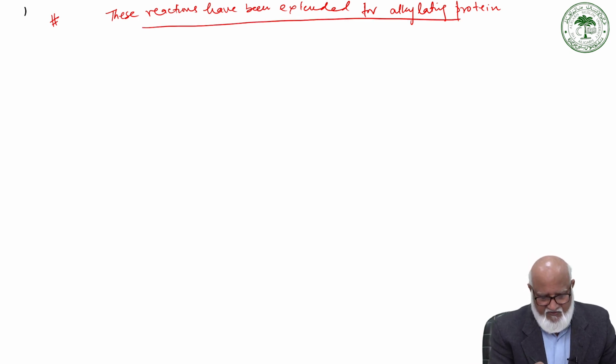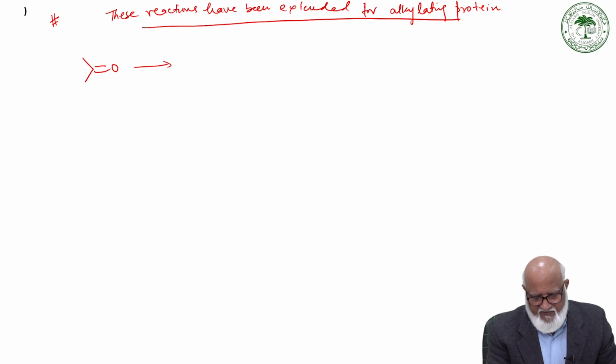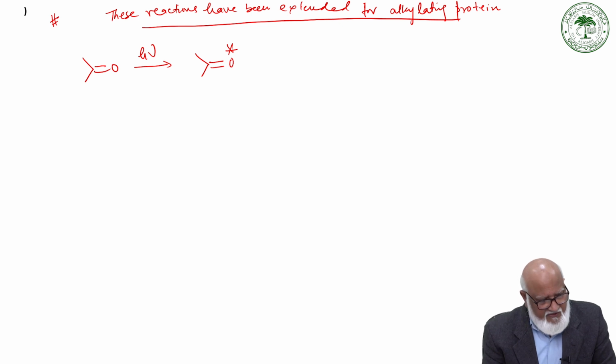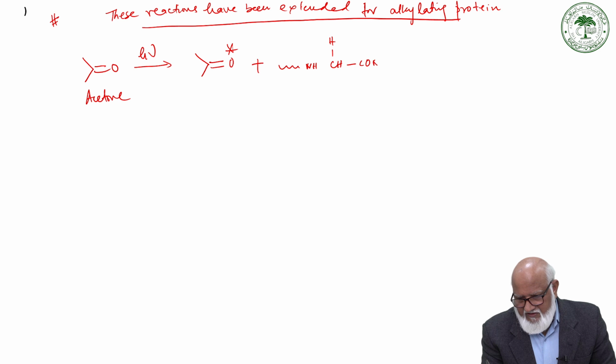So let us see. As usual, we have benzophenone, acetophenone. So acetone, in the presence of light, goes to an excited acetone, and then this can add to the glycine residue, NH, CH2, CONH. This is the glycine.